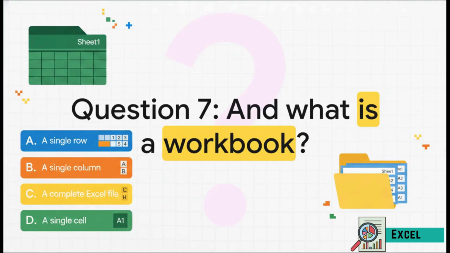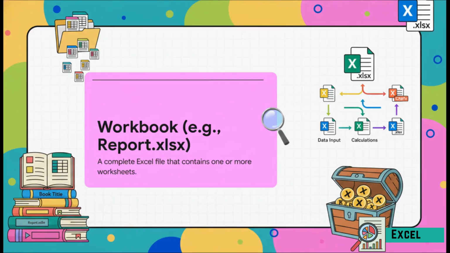Okay, so if we follow that logic, if a worksheet is just one page, then what's a workbook? Is it A, a single row, B, a single column, C, a complete Excel file, or D, a single cell? The answer is C, a complete Excel file. Sticking with our analogy, if the worksheet is the page, then the workbook is the entire book. It's the whole file itself. The thing you save as report.xlsx, and it holds all of those individual pages or worksheets inside it.